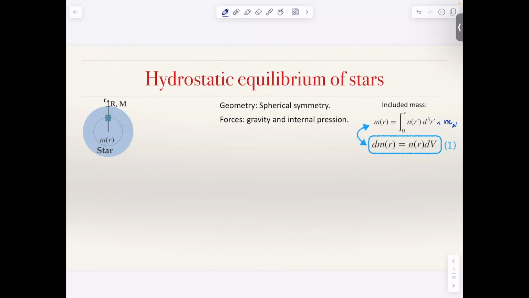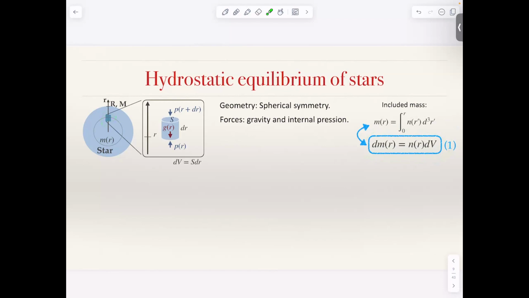And then you can convert this integral into a differential equation, which is this one, okay? That tells you that a unit mass, dm of r, is proportional to the mass density. So, excuse me, this is rho times unit volume. Okay, and the unit volume is this, for instance.